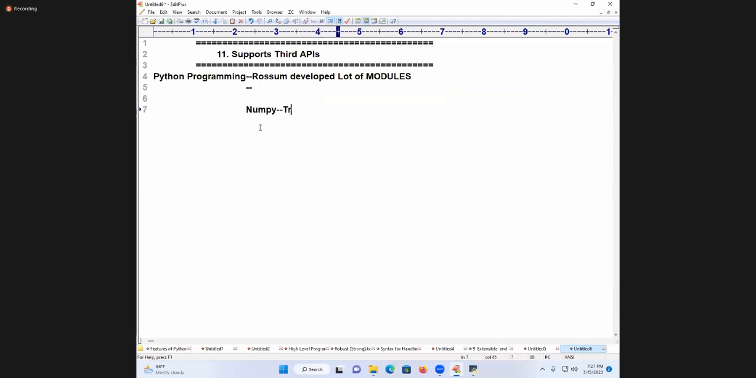NumPy was developed by a scientist called Travis. He is called a third party vendor. It was developed for Python programmers for complex mathematical calculations.